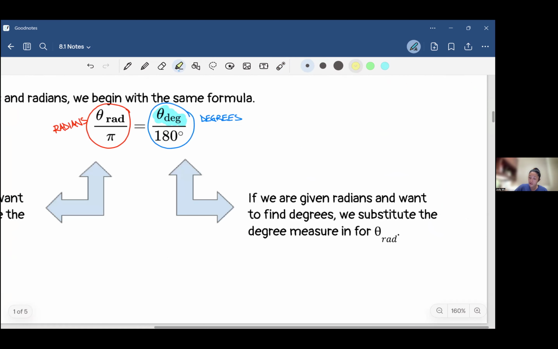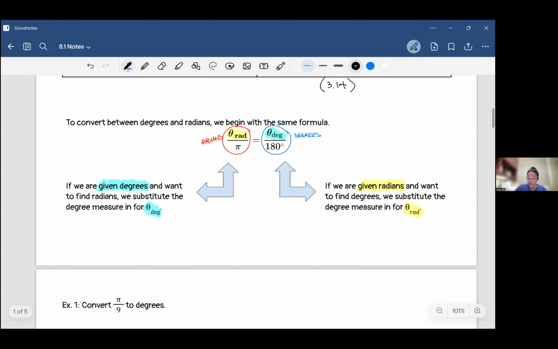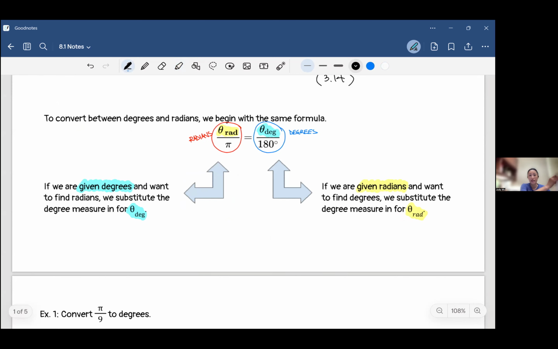But if we are given radians, someone gives us radians and we would like to know how many degrees that is, we're going to take the degree measure for radians and we're going to plop it into the other numerator. Okay, so radians on the radian side, degrees on the degree side. Well, I think like most things in math, it's done a lot better if we can see an example and kind of see what it is that we're talking about.